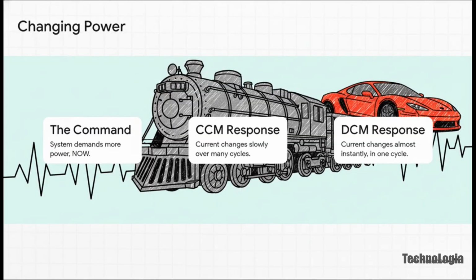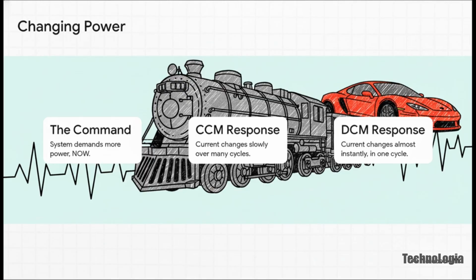Let's break that down. Imagine your system screams for more power, like right now. A normal CCM converter, with its low ripple and big, heavy components, is like a freight train. It takes a while to build up speed. But a DCM converter, with its high ripple, is like a sports car. It can change its power output and deliver what's needed in the very next cycle.